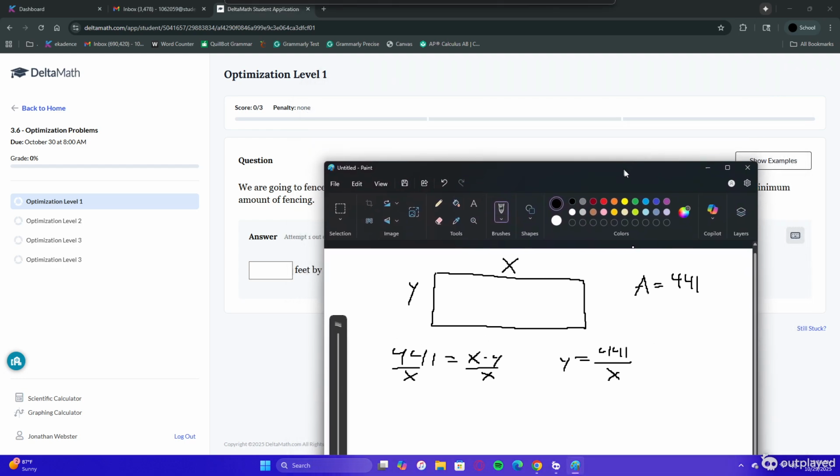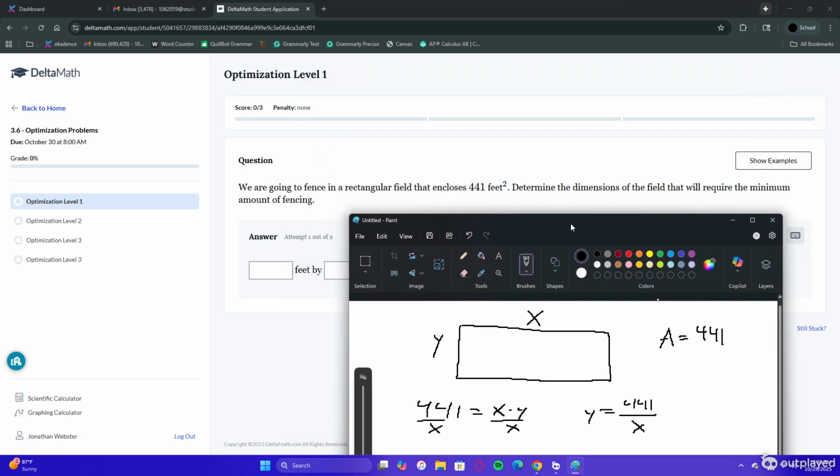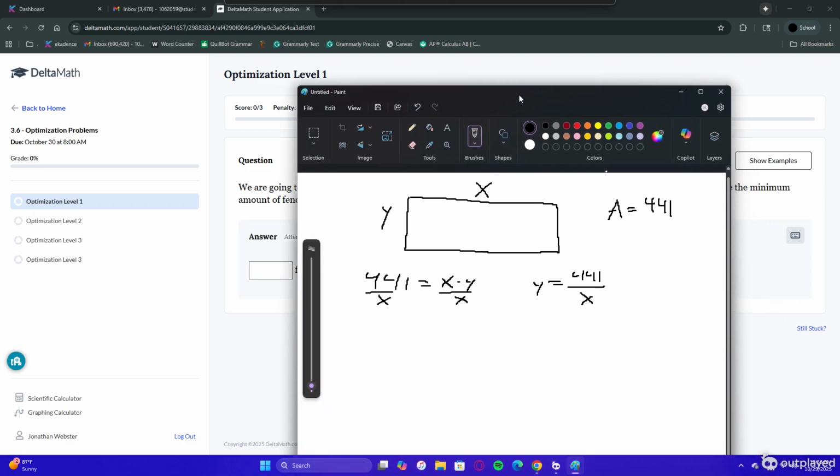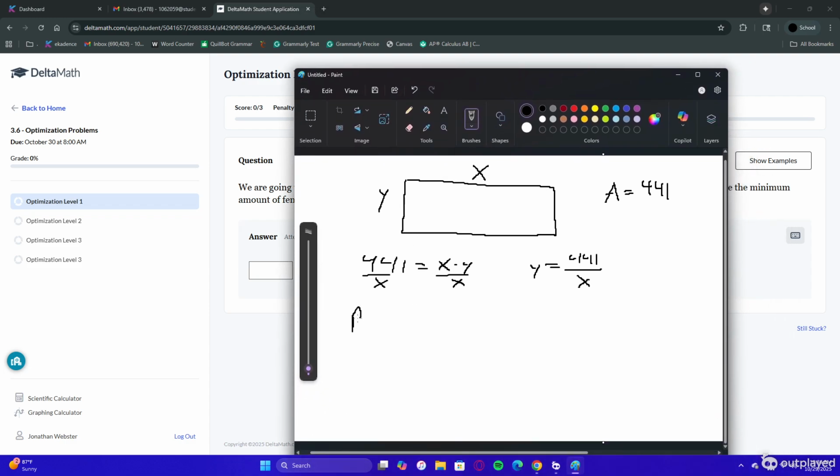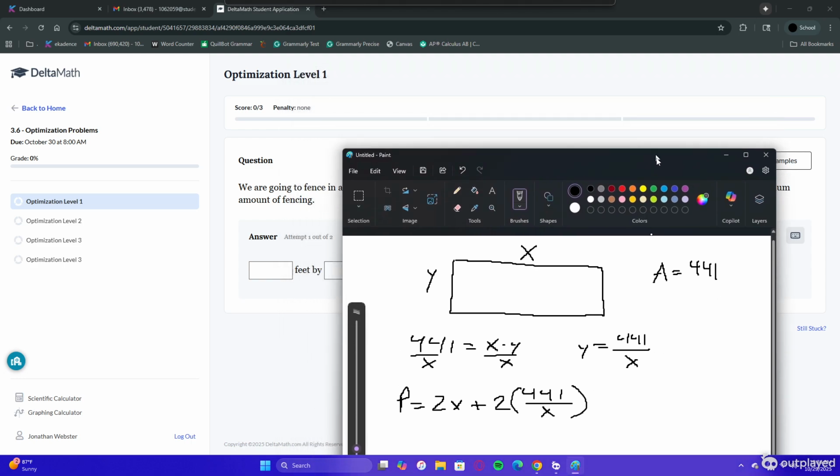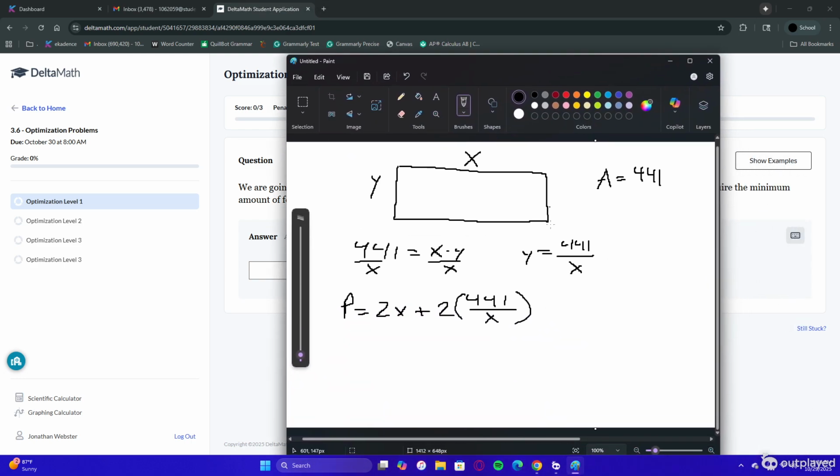So now what this is saying is that it basically wants us to optimize the perimeter, and the perimeter of a rectangle is 2x plus 2y, but here we have y is 441 over x, so we can just plug that in. And to solve for a minimum amount, we want to take the derivative of this first. So cleaning this up, this just looks like 2x plus 882 times x to the negative 1.